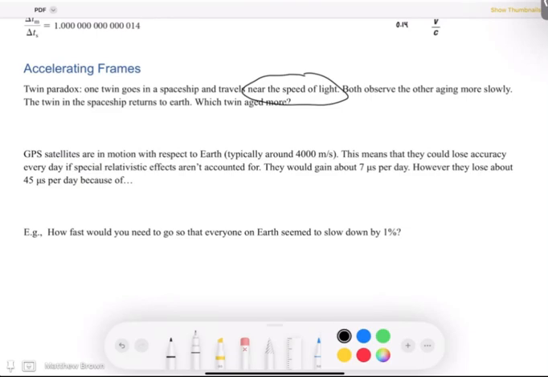And what happens here, though, is it's actually the acceleration that makes this work out. So in this case, it would actually be the one in the spaceship who ages less, right? So I'll write this, but the word "because" here is kind of important. The twin in the spaceship ages less because of acceleration.